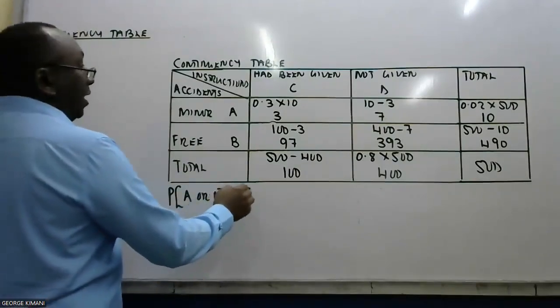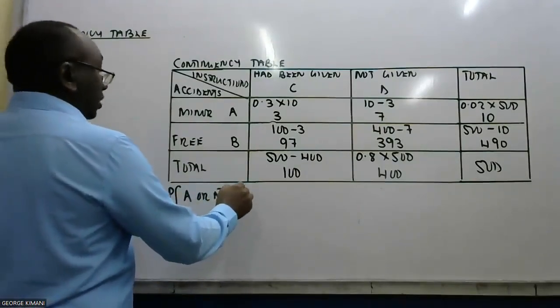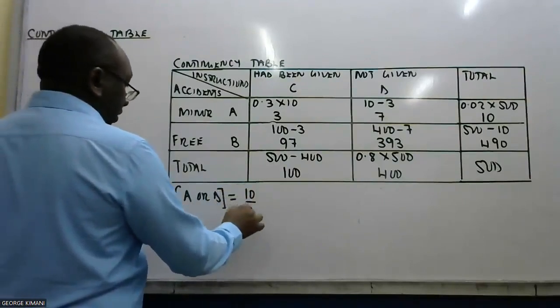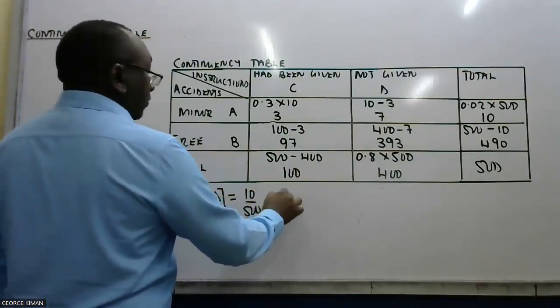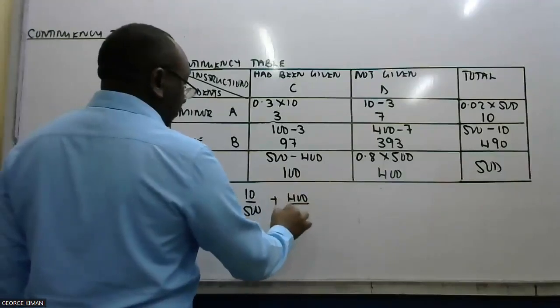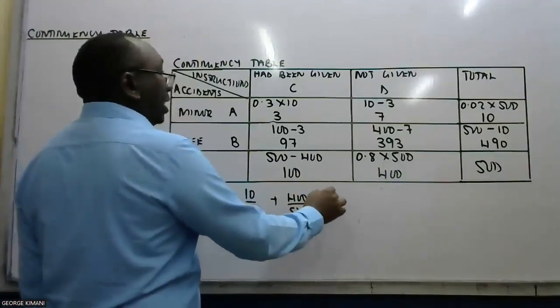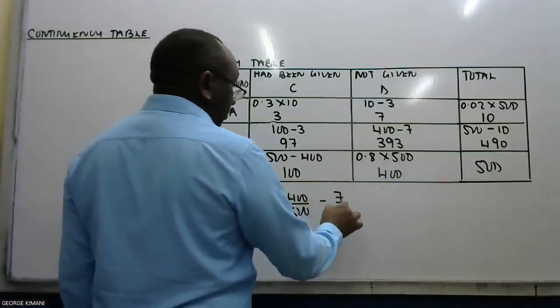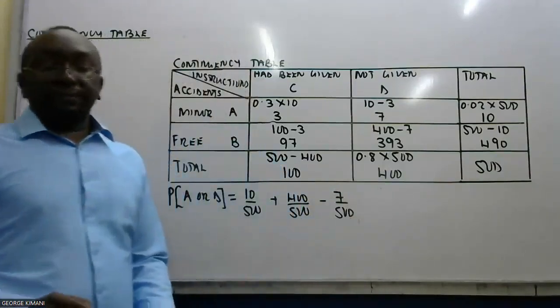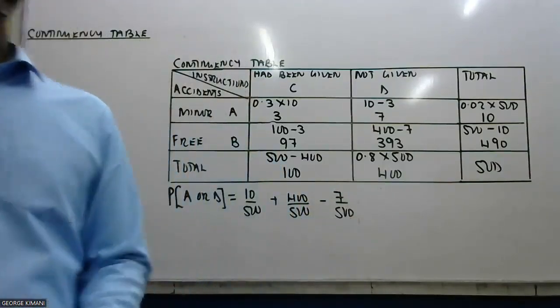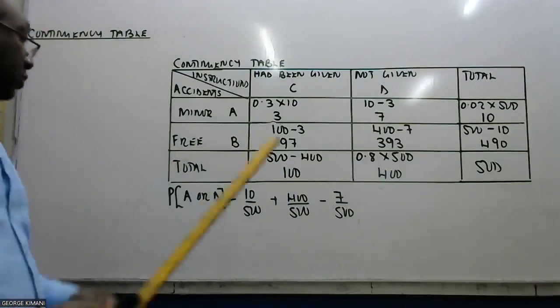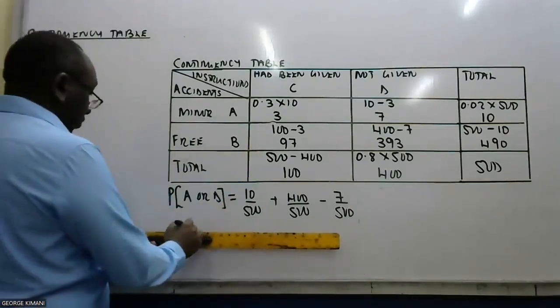You have written probability of A or B, A or D, you have said 10 out of 500, okay? Plus 400 out of 500 minus 7 out of, yes. So now we can give the solution. So write the solution.